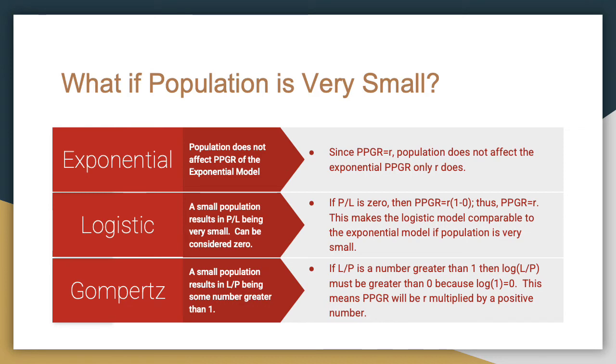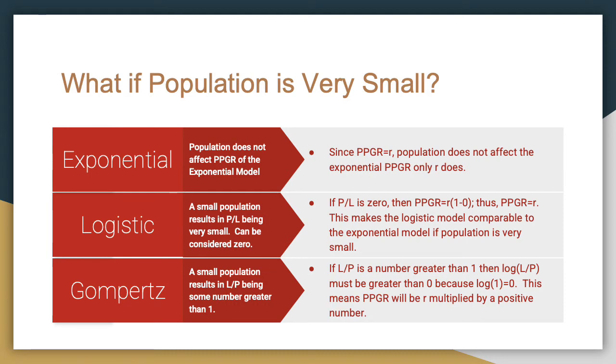For the exponential model, Ppgr is equal to r, so the population does not affect the per unit population growth rate. When we consider the logistic model, Ppgr equals r times 1 minus p over L. So it is obvious that the population definitely affects the Ppgr. For this model, we also have to consider L, the limiting population, which is the maximum population.